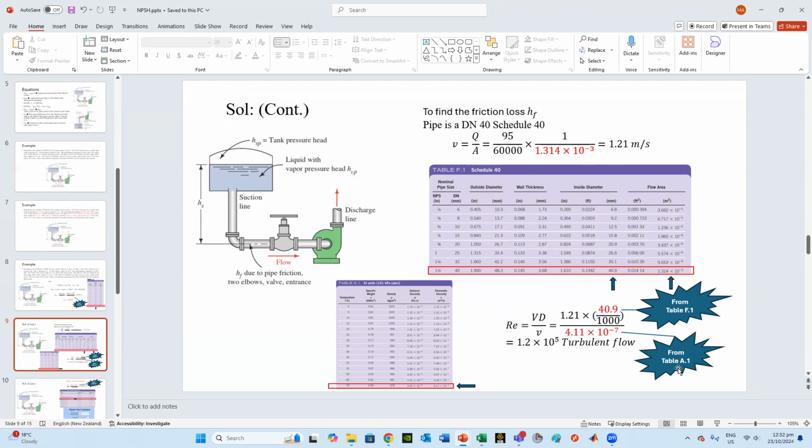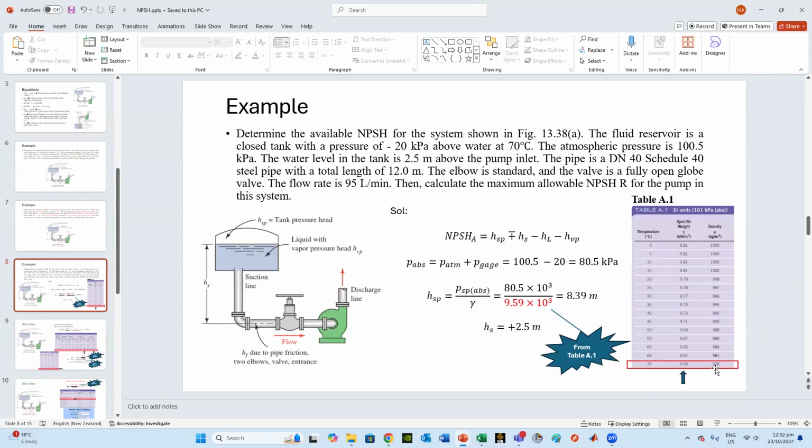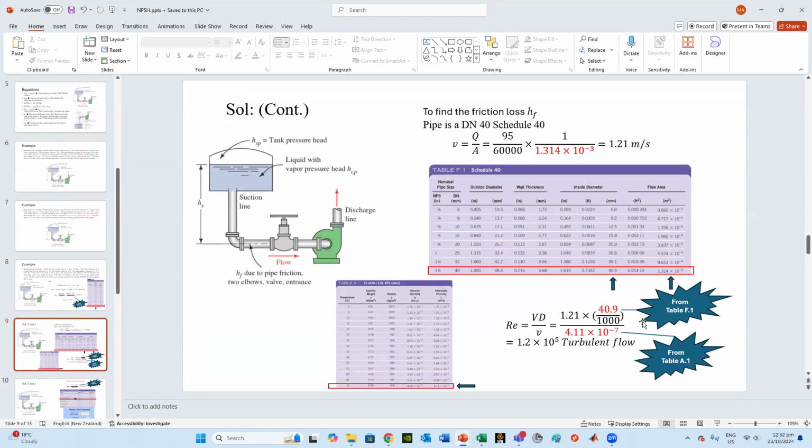You get it from table A1, which is this value, or one of the values. You go to kinematic viscosity. Then you get 1.2 times 10 to the power 5, turbulent flow. That's actually table A1, which is giving you the 4.11 times 10 to the power minus 7 kinematic viscosity.